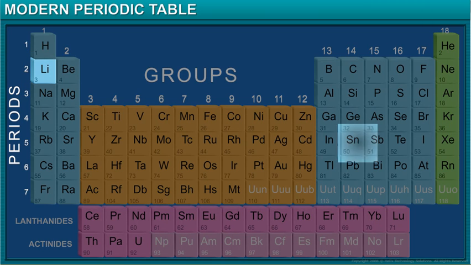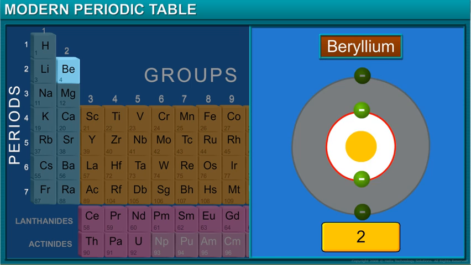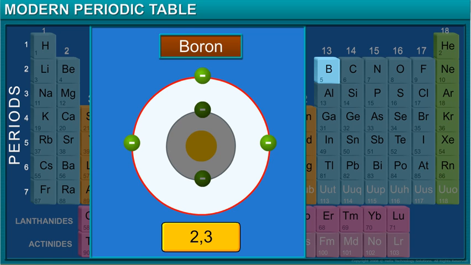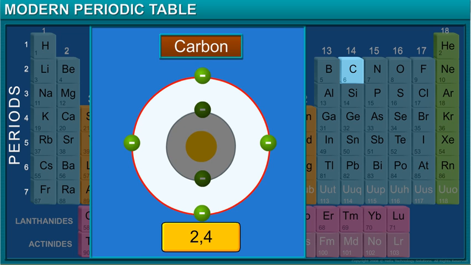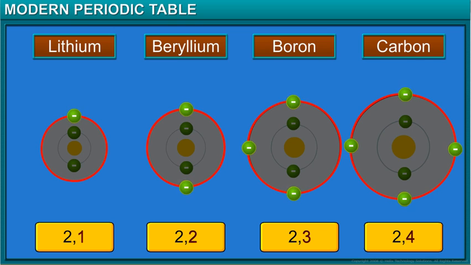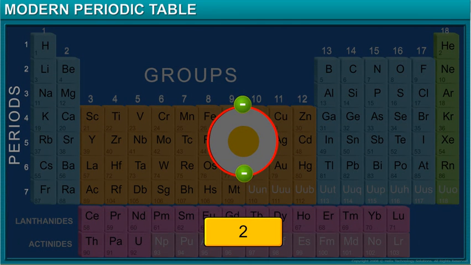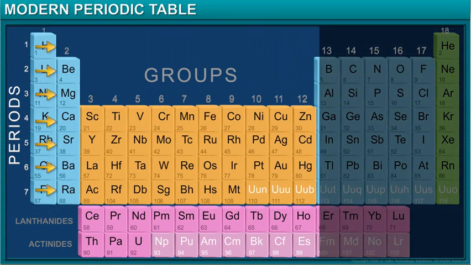The electronic configuration of lithium is 2, 1. Beryllium is 2, 2. Boron is 2, 3. Carbon is 2, 4. And so on. We can see that these elements do not have the same number of valence electrons, but they have the same number of shells. The number of valence electrons increases by 1 unit as the atomic number increases by 1 unit on moving from left to right in a period.